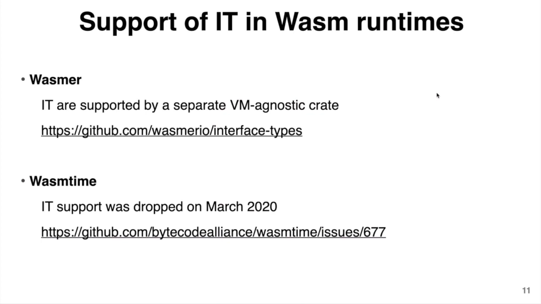So you can see that Wasmer actually has a separate repository, this one. And these Wasmer interface types are designed in such a way that they're virtual machine agnostic. But now Wasmer has been refactored a lot, and this repository can't be used directly with Wasmer. But actually, we reforked it, and if we want to use it in our fork, it could be integrated with old Wasmer.